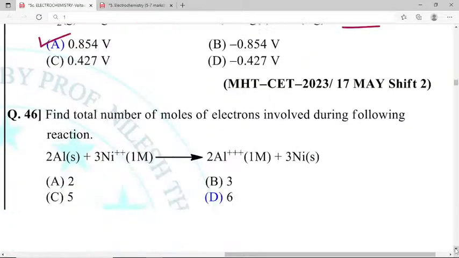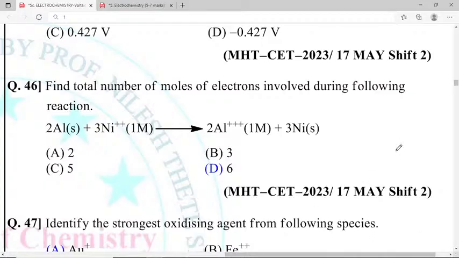Okay, next question. Find the total number of moles of electrons involved in the following reaction. So Al gives Al3+ plus how much? 3 electrons. But this is twice, so twice Al gives twice Al3+ plus how many? 6 electrons. So 6 is your answer. Okay, 6.